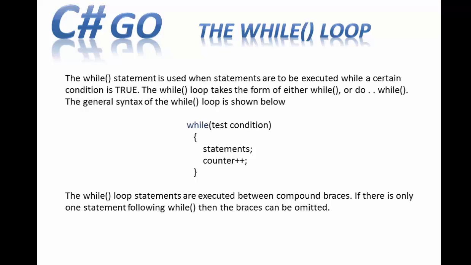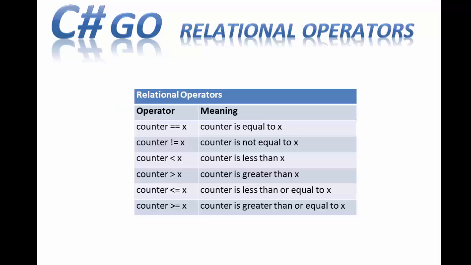I have included brackets in this example because we have at least two statements within the while loop. Okay, these are the relational operators, and you can see here that our counter in the first row is being evaluated against the value of x. Does counter equal x? If it does, then the loop will terminate. Is the counter not equal to x? Is the counter less than x, greater than x, less than or equal to x, or greater than or equal to x?